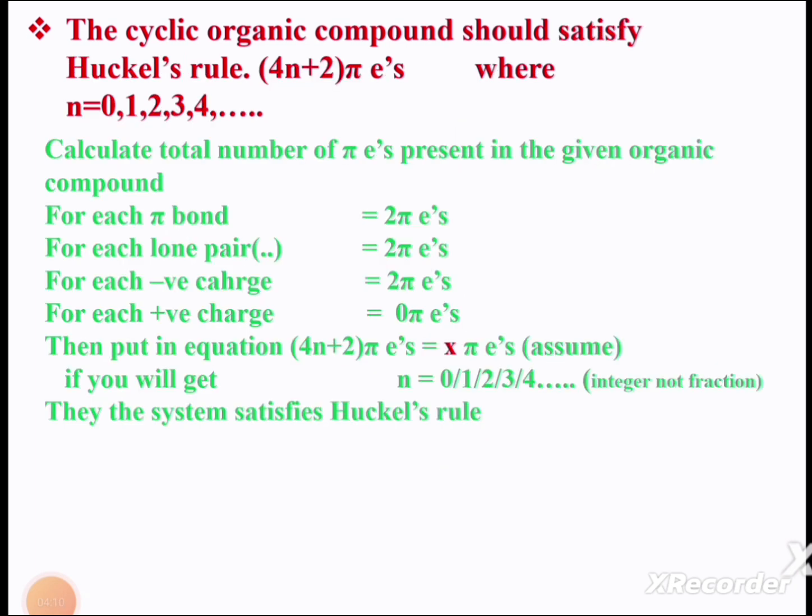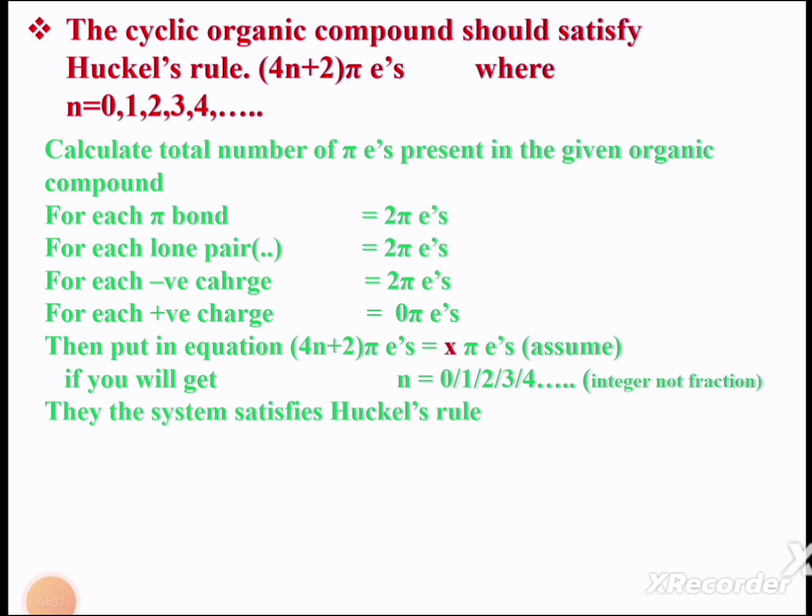The last and most important condition is that it should satisfy Huckel's rule. To discuss Huckel's rule, the system should have 4n plus 2 pi electrons. How will we calculate the total number of pi electrons in a system? First we will calculate the total number of pi electrons in a given organic compound.